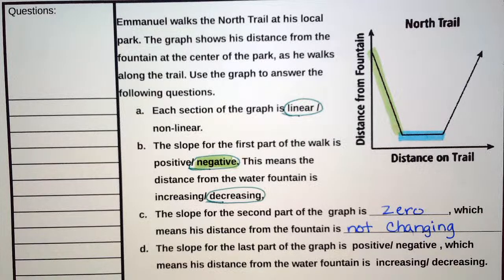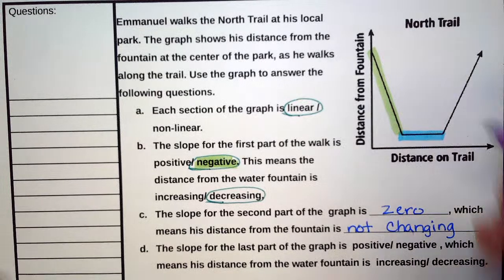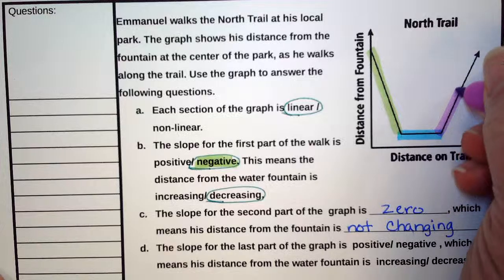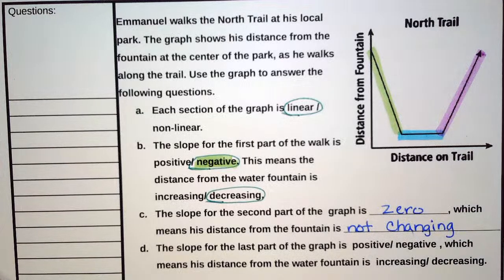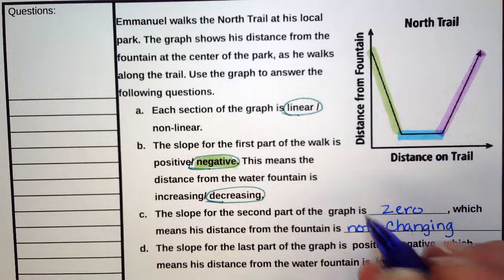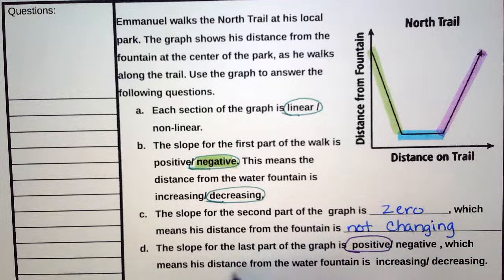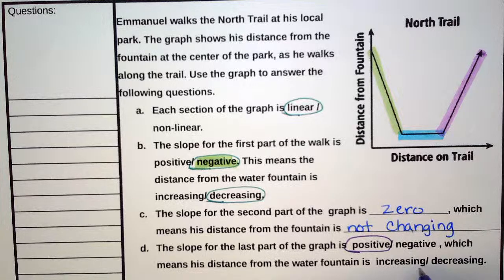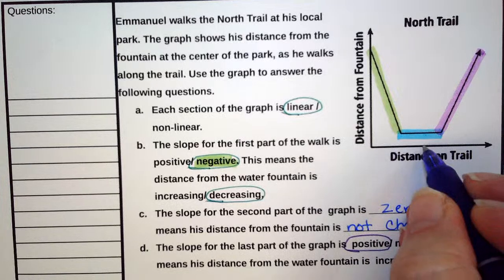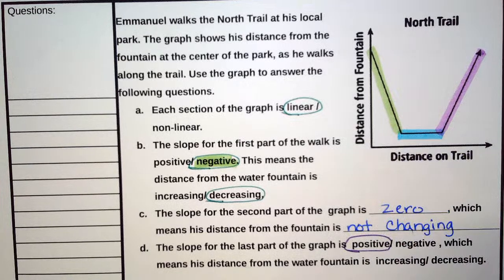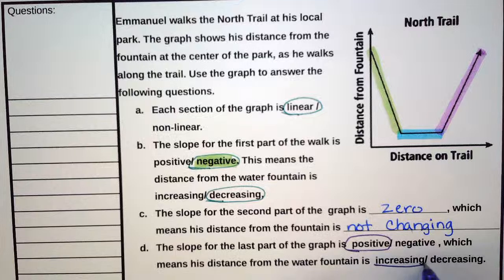Okay, now the slope for the last part of the graph is positive or negative. It's going up, so it's positive, which means that his distance from the water fountain is increasing or decreasing. Remember, this is where it's right at the water fountain. It is increasing.